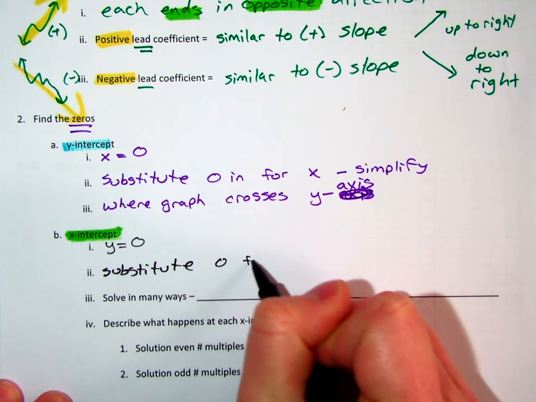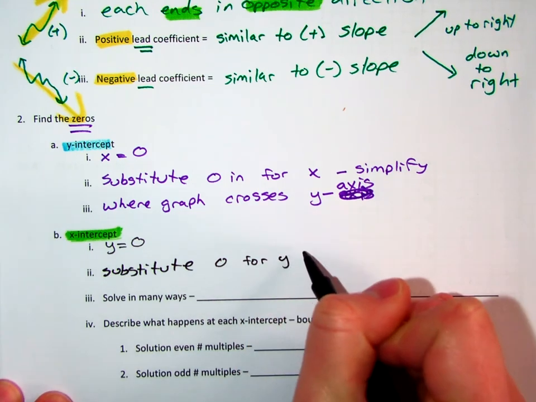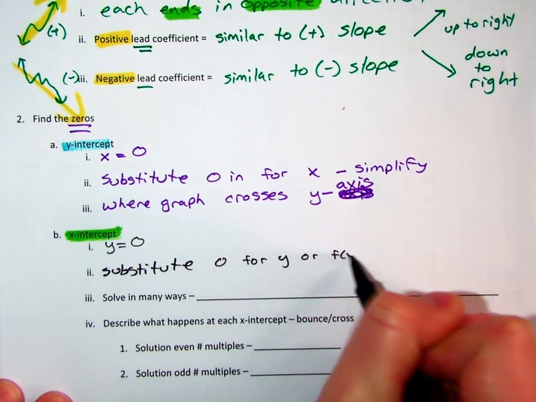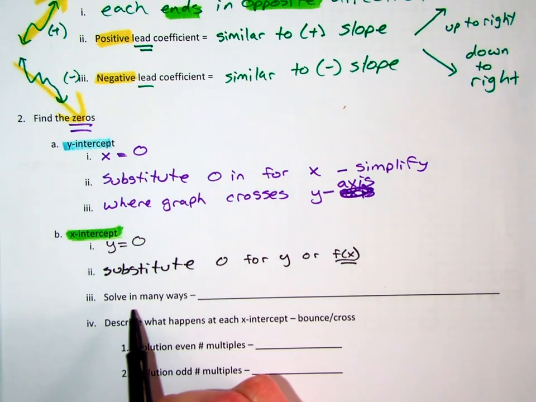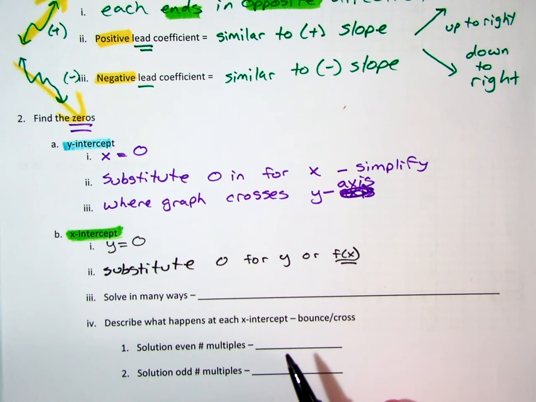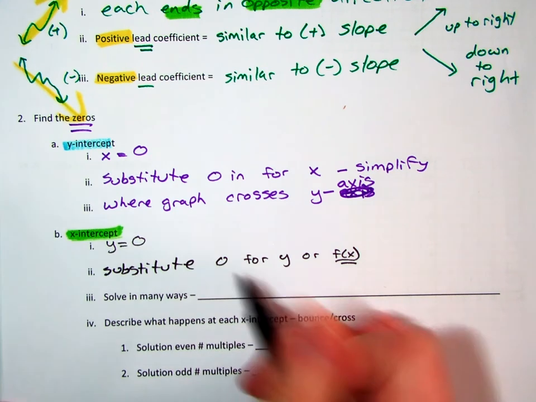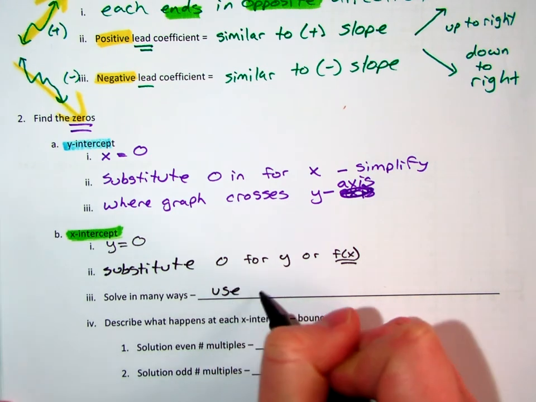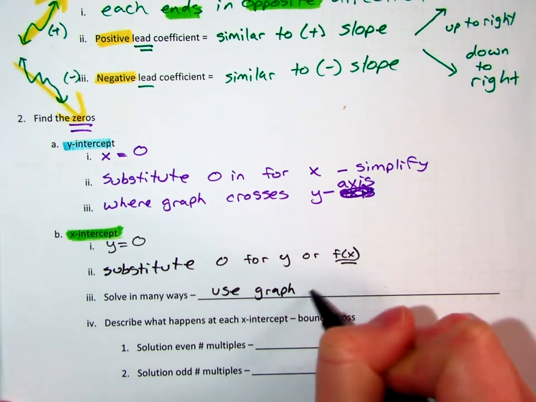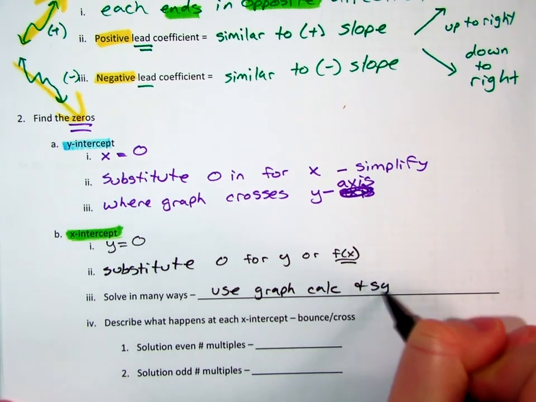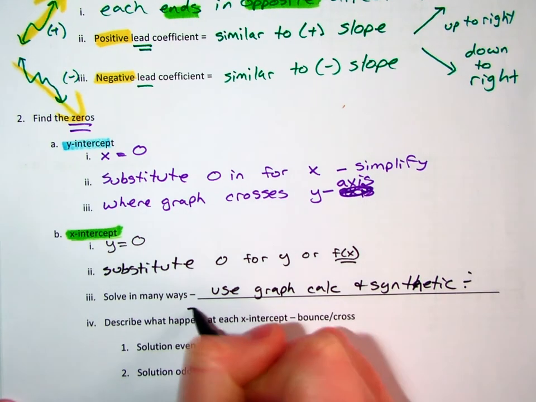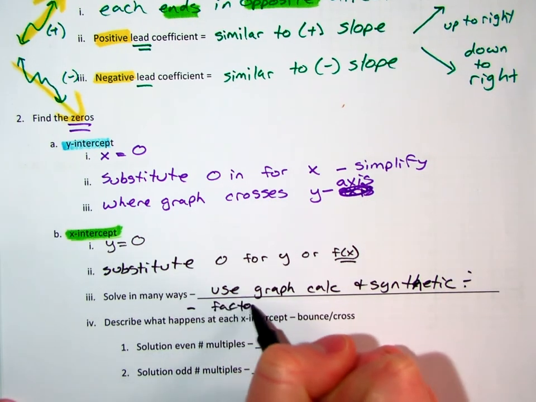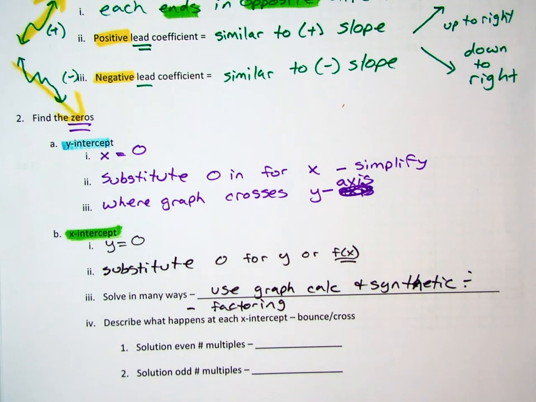0 for y, or in some cases it's going to be for f of x, because remember, this is just a fancy way of saying y. And then you're going to have to solve it. But you have to realize you can solve it in many ways, right? You can use your graphing calculator to find solutions, and then synthetic division. You could use factoring. There's a lot of ways that you can find those zeros. It just depends on what the problem looks like.